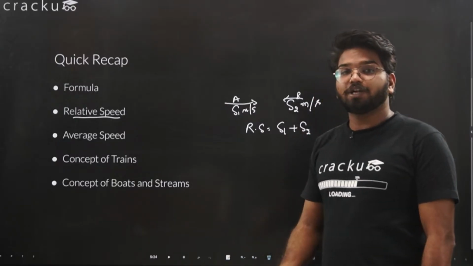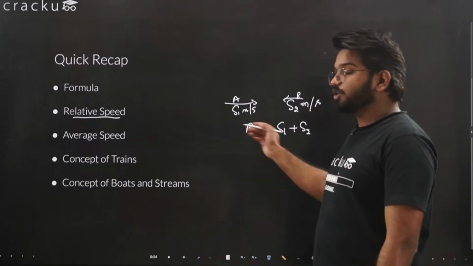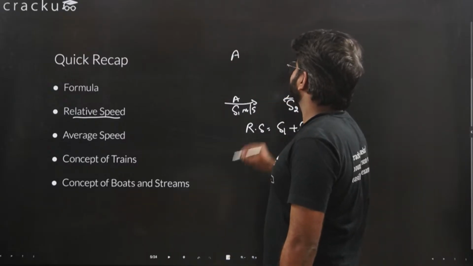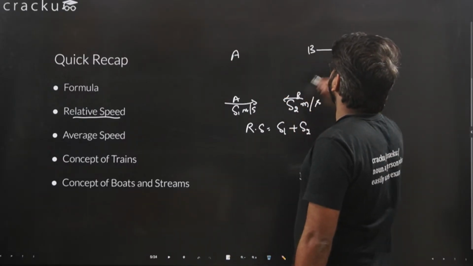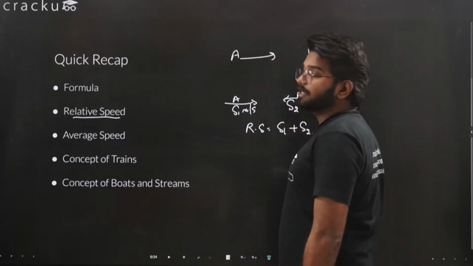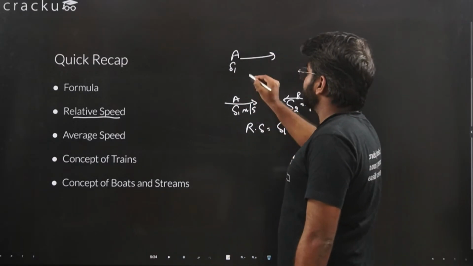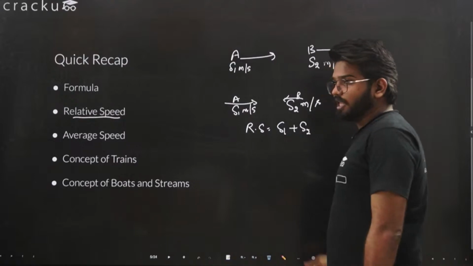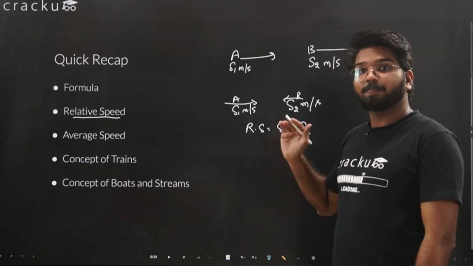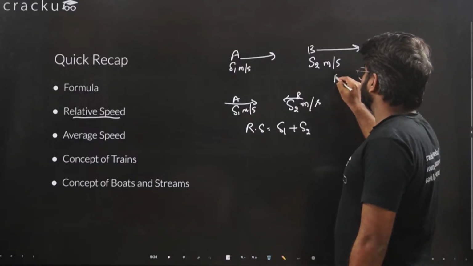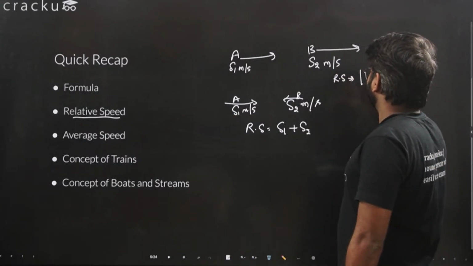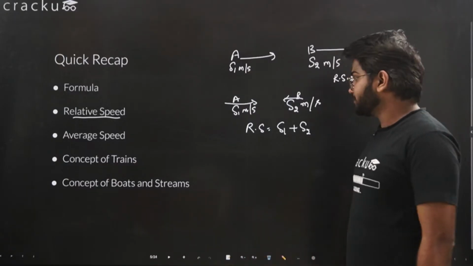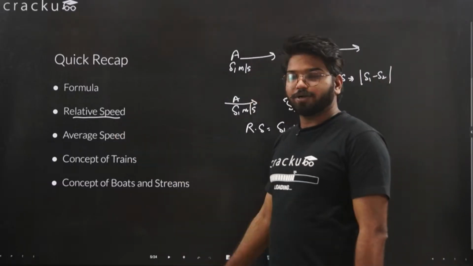On the other hand, if they are moving in the same direction, let's say A is here and B is here. B is moving in this direction, A is also moving in this direction. The speed of A is s1 meter per second, for B it is s2 meter per second. Now in this case, when both are moving in the same direction, the relative speed will become the difference between their speeds. We have put modulus because we don't know whose speed is higher. This is a simple concept of relative speed.